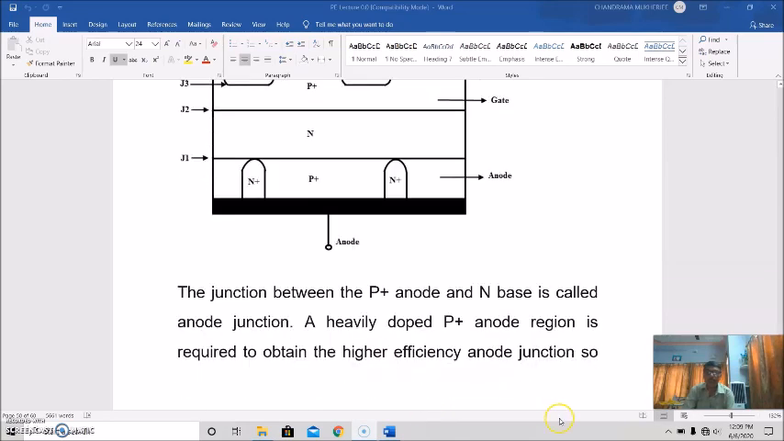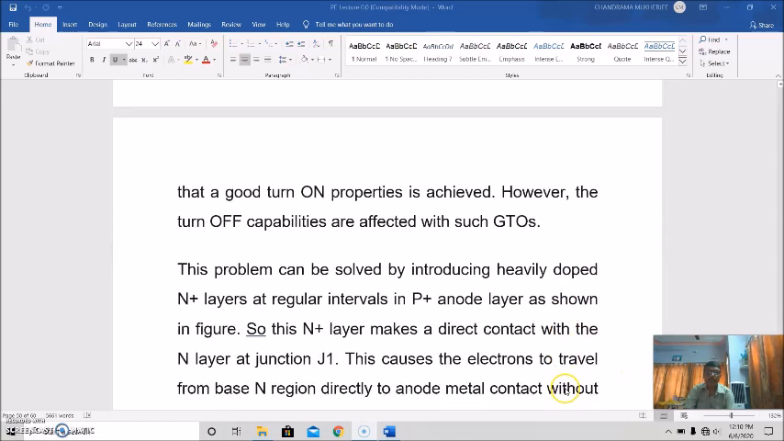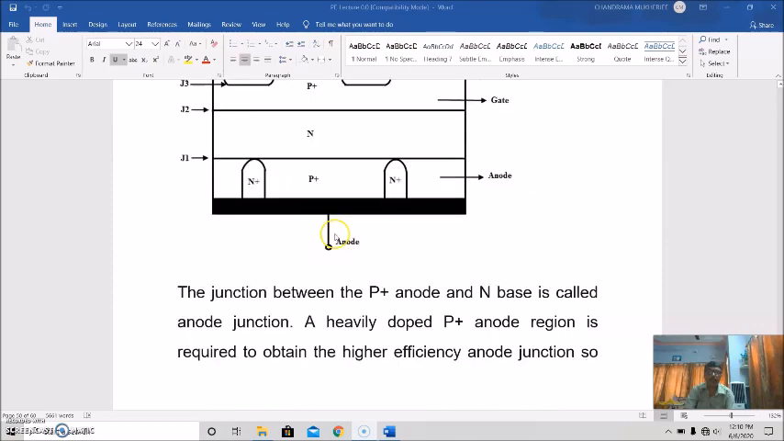The junction between the P plus anode and the N base is called the anode junction. A heavily doped P plus anode region is required to obtain a higher efficiency anode junction. But then the turn-off properties are affected, which is a problem for GTOs. This problem can be solved by introducing heavily doped N plus layers at regular intervals in the P plus anode layer, as shown here.